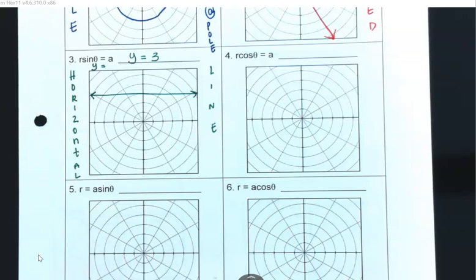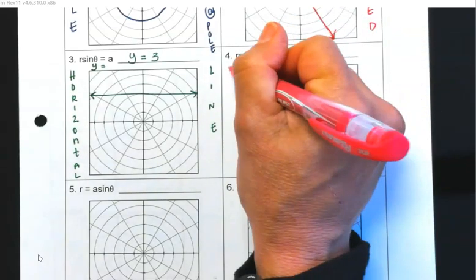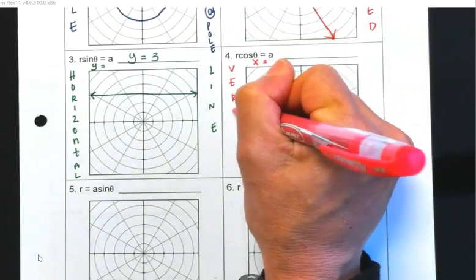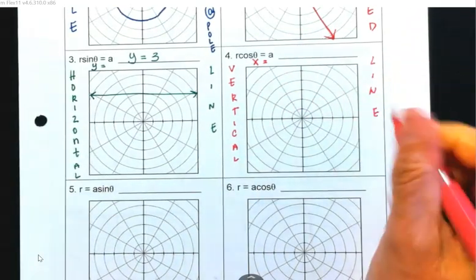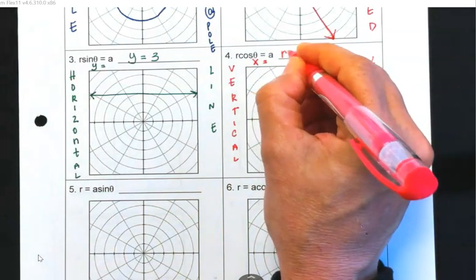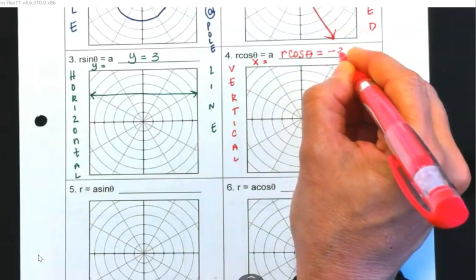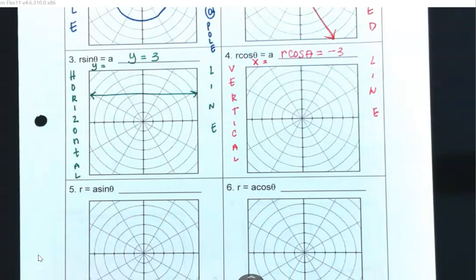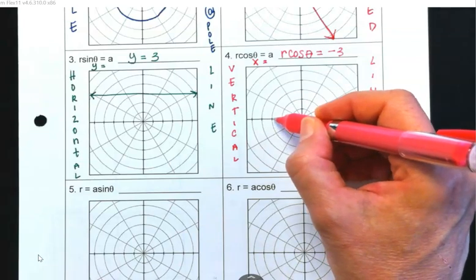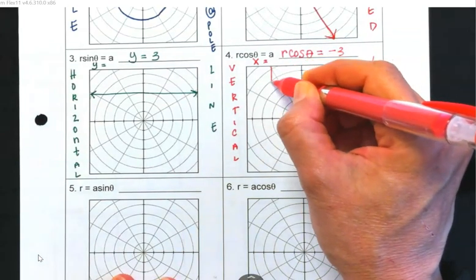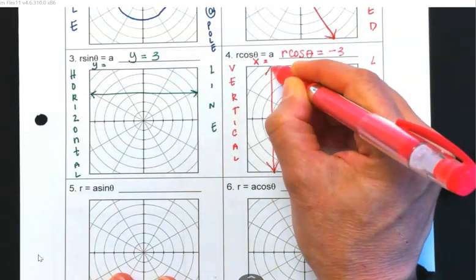Same thing for r cosine theta. R cosine theta is x. It doesn't change. This is x equals. So this is going to be a vertical line. And let's say r cosine theta equals -3. So 3 places to the left because it's negative. And then it's just going to be that vertical line. Don't forget your arrows on your lines.